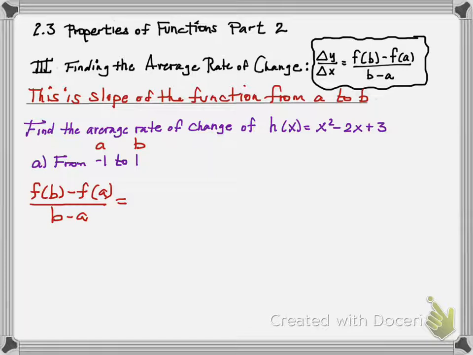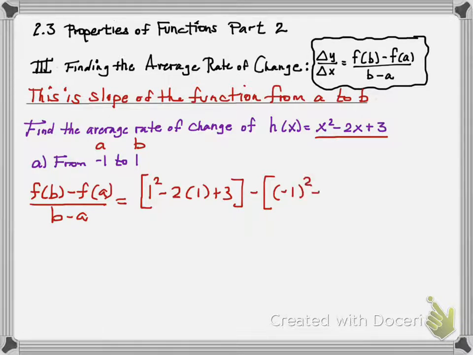That looks like this, f of b. Here's our function right here. I'm going to put in 1 first. I'll put this in brackets just to make it look cool: 1 squared minus 2 times 1 plus 3, minus, and then we're going to go with a -1. So -1, this is f of a we're doing here, minus 2 times -1 plus 3, all over b minus a, in this case 1 minus -1.